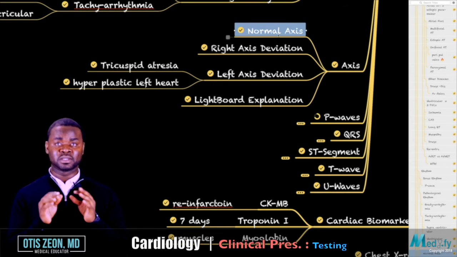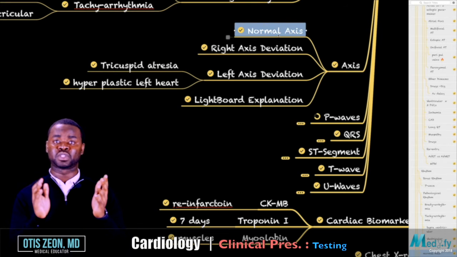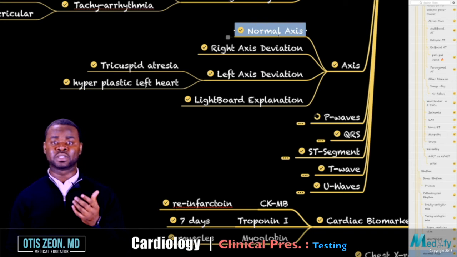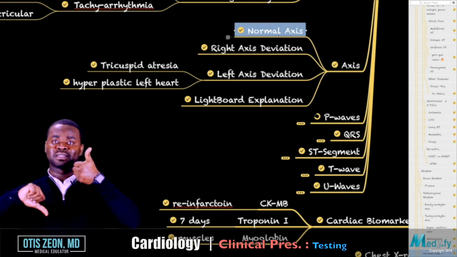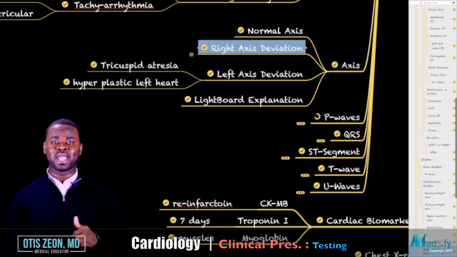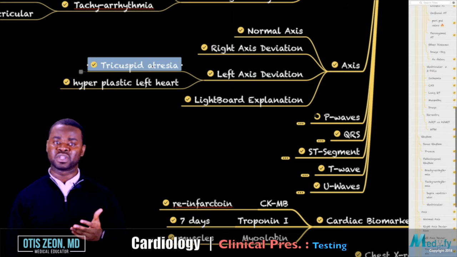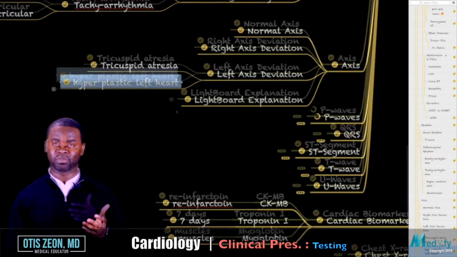We will talk about it in just some tiny detail, but again, that's going to get you lost from seeing the big picture of what's happening here. So in the axis, you can see normal axis where everything is pointing in the right direction. You can see left axis deviation versus right axis deviation. In left axis deviation, you are thinking about tricuspid atresia or hypoplastic left heart syndrome.